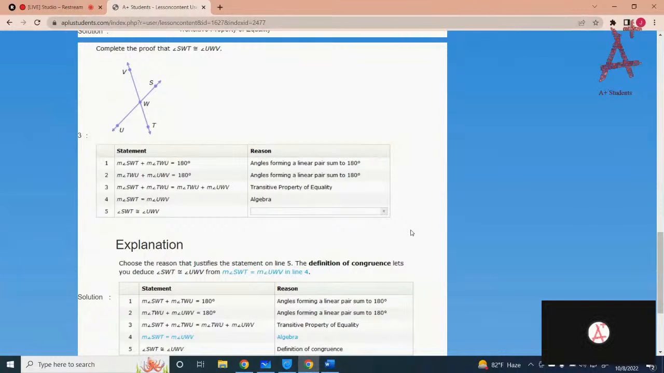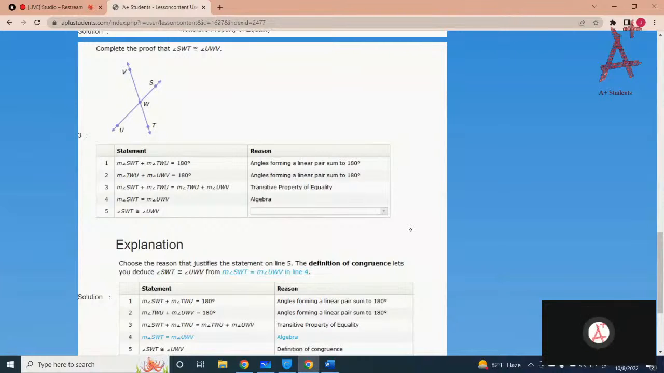Okay, then from algebra, one of them is the same in this line. See, here you have TWU and here you have TWU. So that means the measurement of angle SWT equals the measurement of angle UWV. That is according to algebra. Got it? So angle SWT is congruent to angle UWV because they have the same measurements.